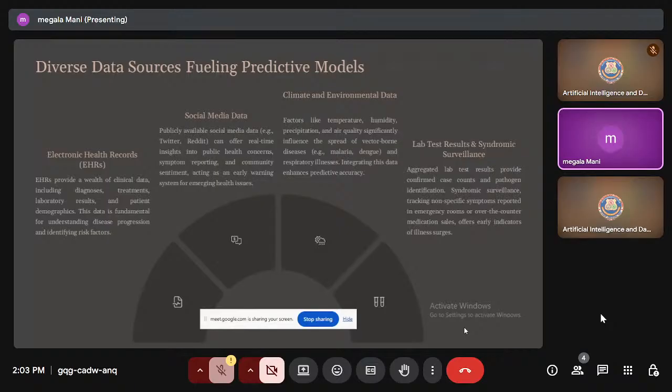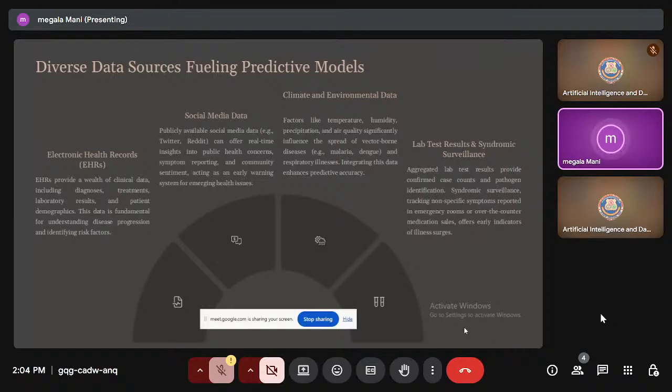That's the first thing. The second thing is social media data. Here you can use publicly available social media data, from Twitter or Reddit, for real-time insights into public health concerns, such as symptom reporting and community sentiment. In some cases, in the winter season, they will show that in this particular area this many people are affected by dengue. You can plan the recovery action. So that is how you get information from social media.